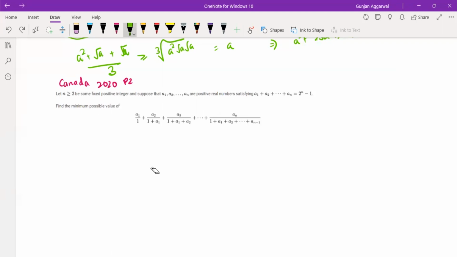So we have some positive real numbers, and the sum is 2 raised to n minus 1. So we have to find the minimum value of this expression.